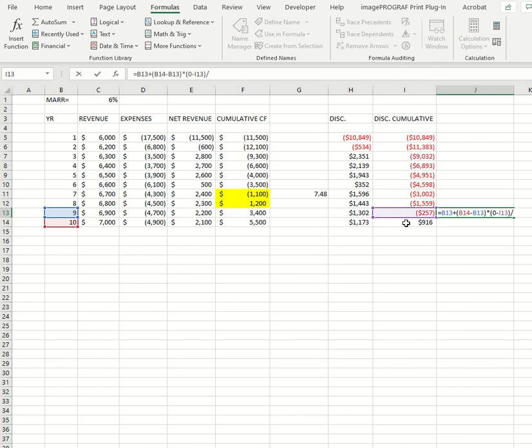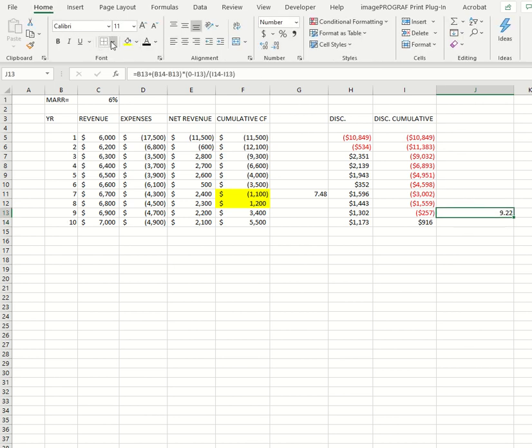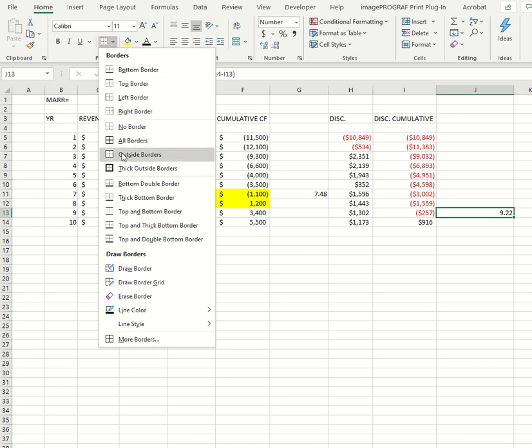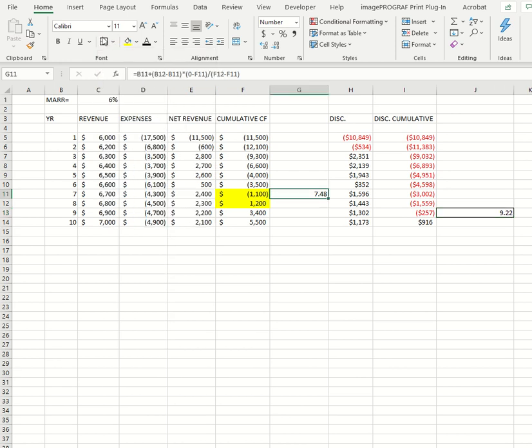Okay, so I'm going to do parentheses in here, so that's going to be the positive minus the negative. Okay, so that looks right. It's between the year of 9 and 10, it's 9.22.